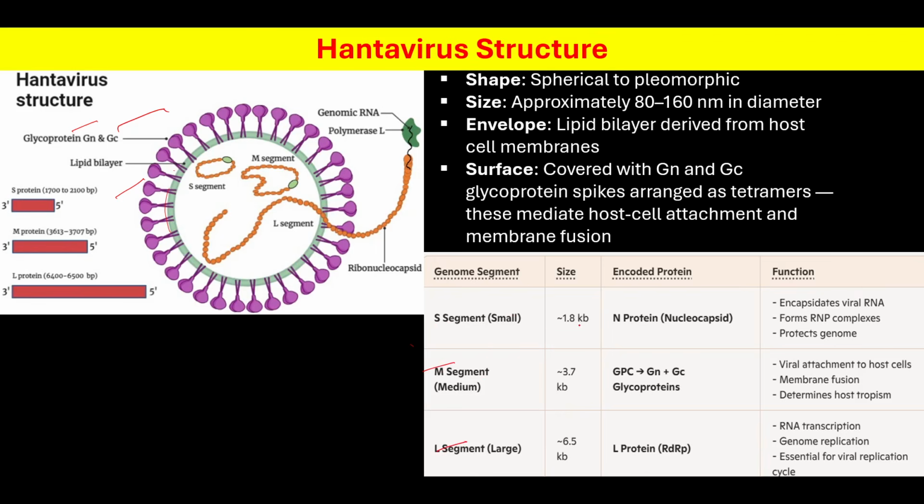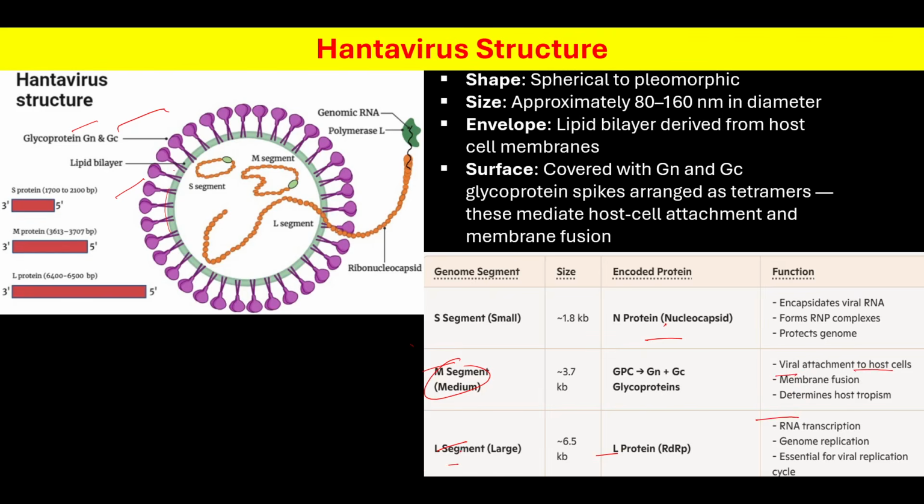The S segment is approximately 1.8 kilobases, which encodes the N protein or nucleocapsid protein, the function of which is to encapsulate viral RNA, form ribonucleoprotein complexes, and protect the genome. The M segment is around 3.7 kilobases, which encodes a glycoprotein precursor, which later on is formed into glycoprotein N and glycoprotein C. The function of these glycoproteins is viral attachment to the host cell, membrane fusion, and determining host tropism.